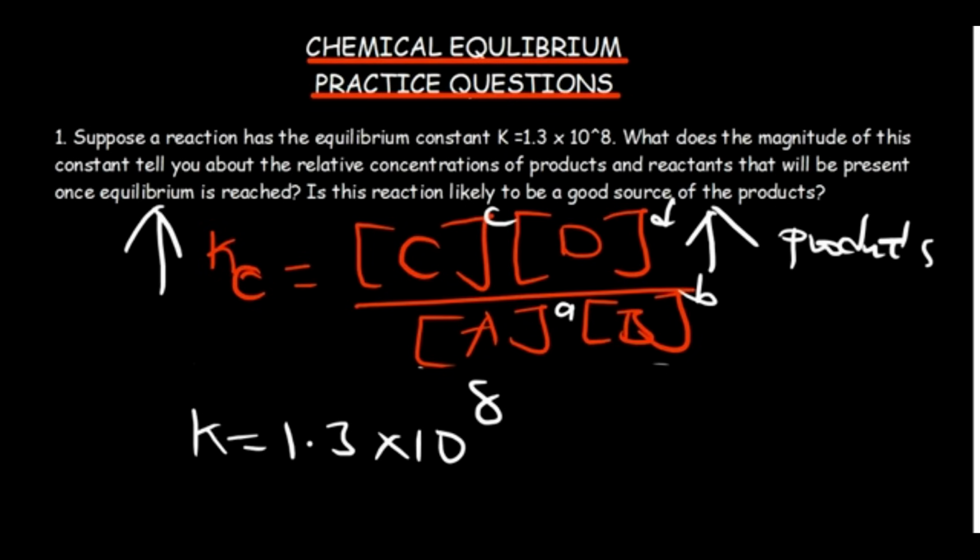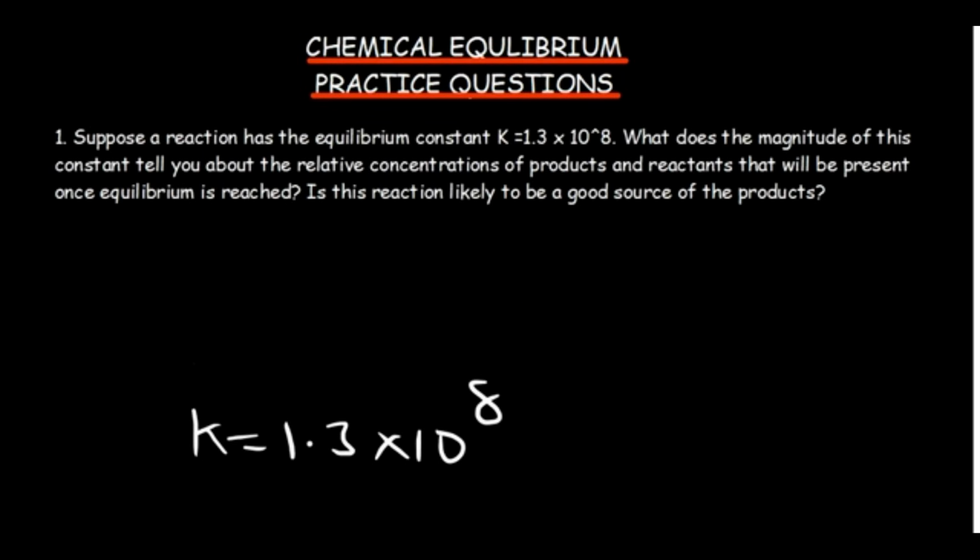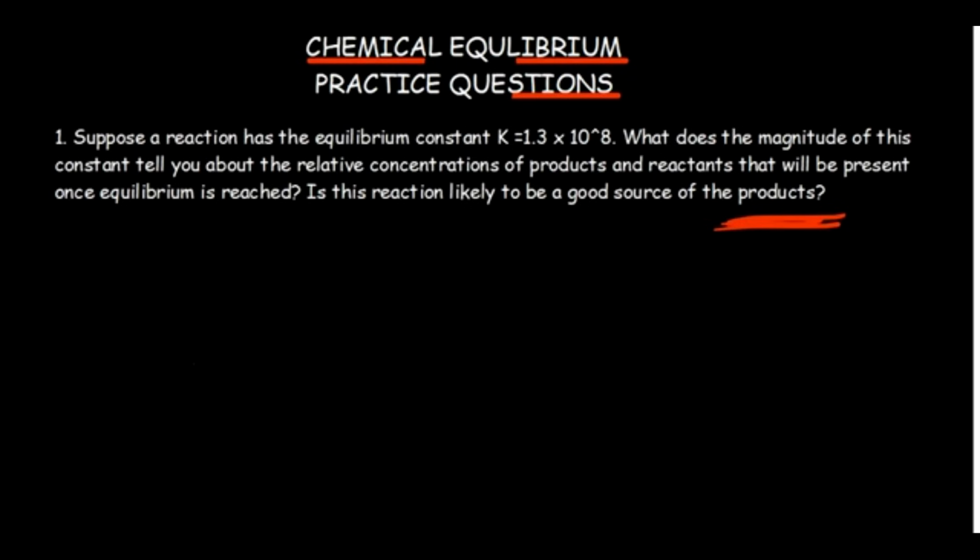So, getting back to our question, what does the magnitude of this constant tell you about the concentrations? I would say that when the product and reactant concentrations are equal, our Kc would be 1. But in this case, since the value of K is very big, it tells us that we have more of the products. It's actually about 30 million times more products as compared to the reactants. So the reactants are very negligible. That's why we have a very big value of K. So this reaction is a very good source of our products. It's favoring the products as compared to the reverse reaction.